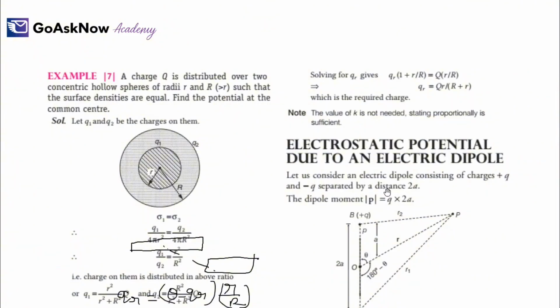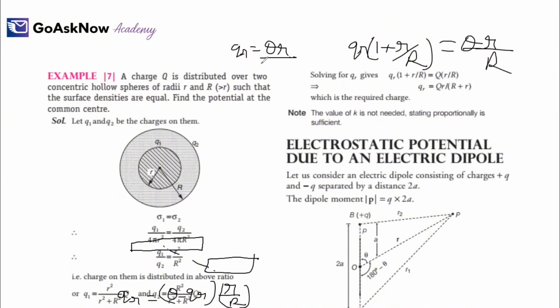Yes, solving for small qr. If you solve for qr here, you will get qr (1 plus small r by capital R). I have taken qr common here, equal to capital Q into small r by capital R. Only this equation you will get after solving the previous one. So qr will become capital Q small r upon capital R plus small r, which is the required charge after your charge redistribution.